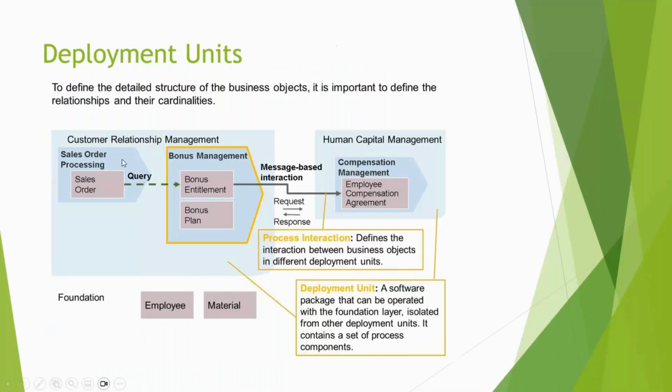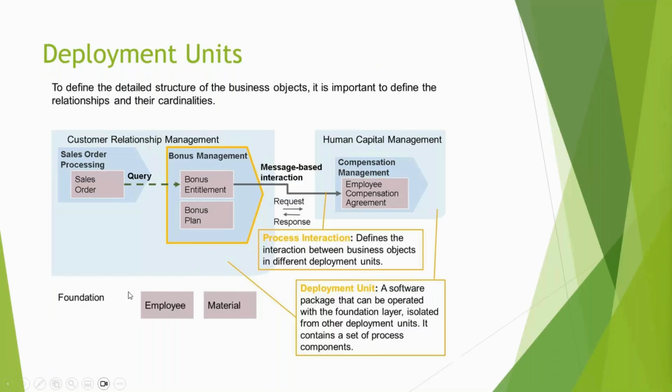Okay. So yesterday we were discussing deployment units as well, right? There are two different deployment units which we mainly use in C4C. All the transactional data, like sales orders, tickets, leads, and opportunities, will come under the customer relationship management deployment unit. And any master data like employee, material, and customer, and then the contacts like a business partner, will come under the foundation deployment unit.